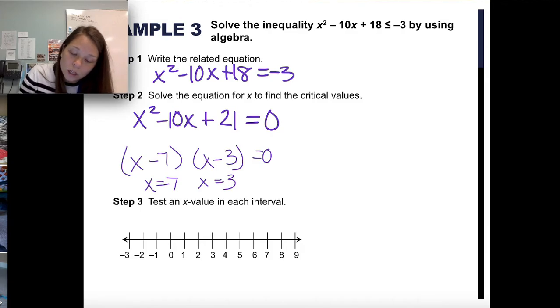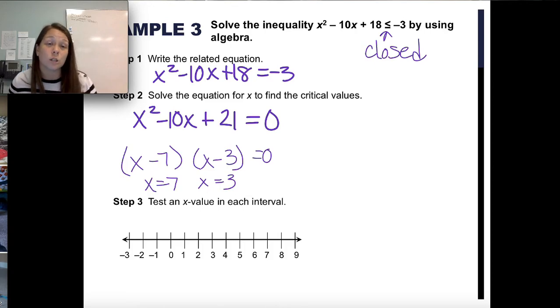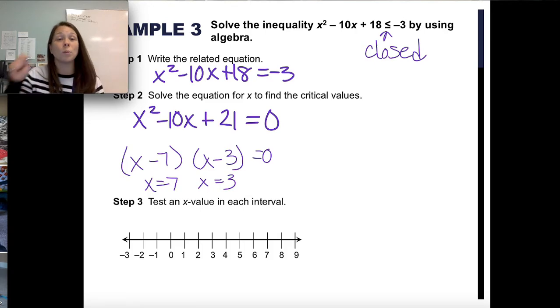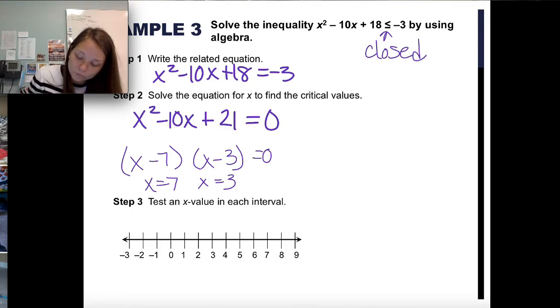So the original inequality said less than or equal to, so when I go to graph these on my number line, I'm going to graph them with a closed circle. And if it had said just less than or just greater than, I would be graphing it with an open circle. So the closed circle means it could equal that value, and the open circle means it could not equal that value, but could get infinitely close, just like the dashed line versus the solid line. So graphing these values in our interval, I have a point at 7, and I have a point at 3.